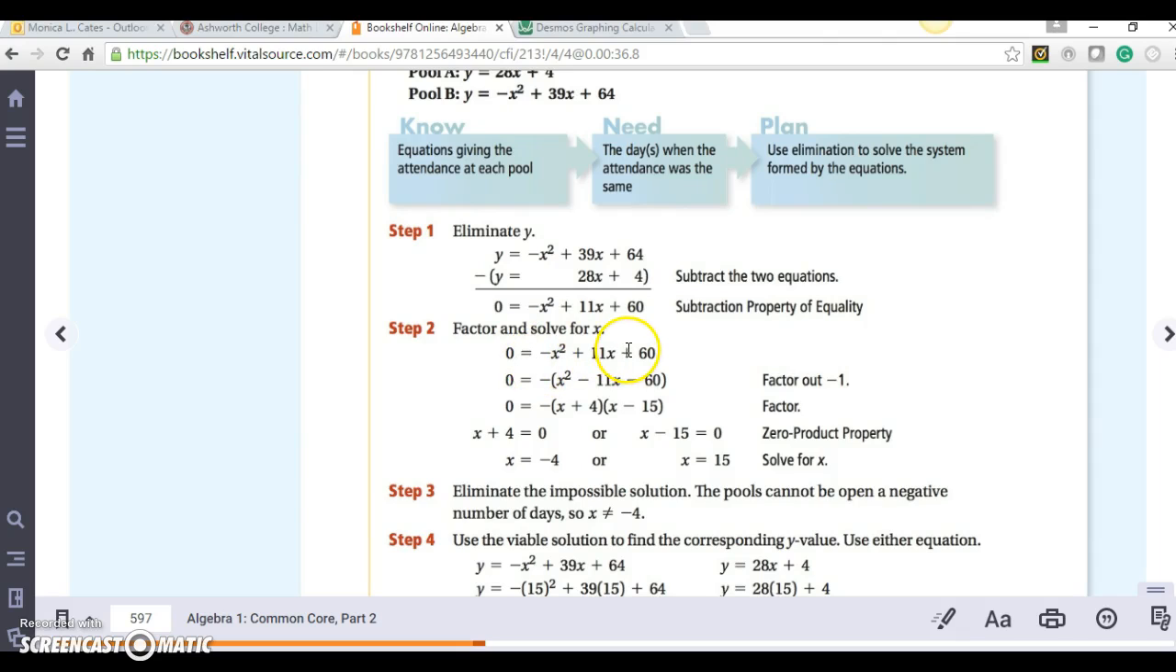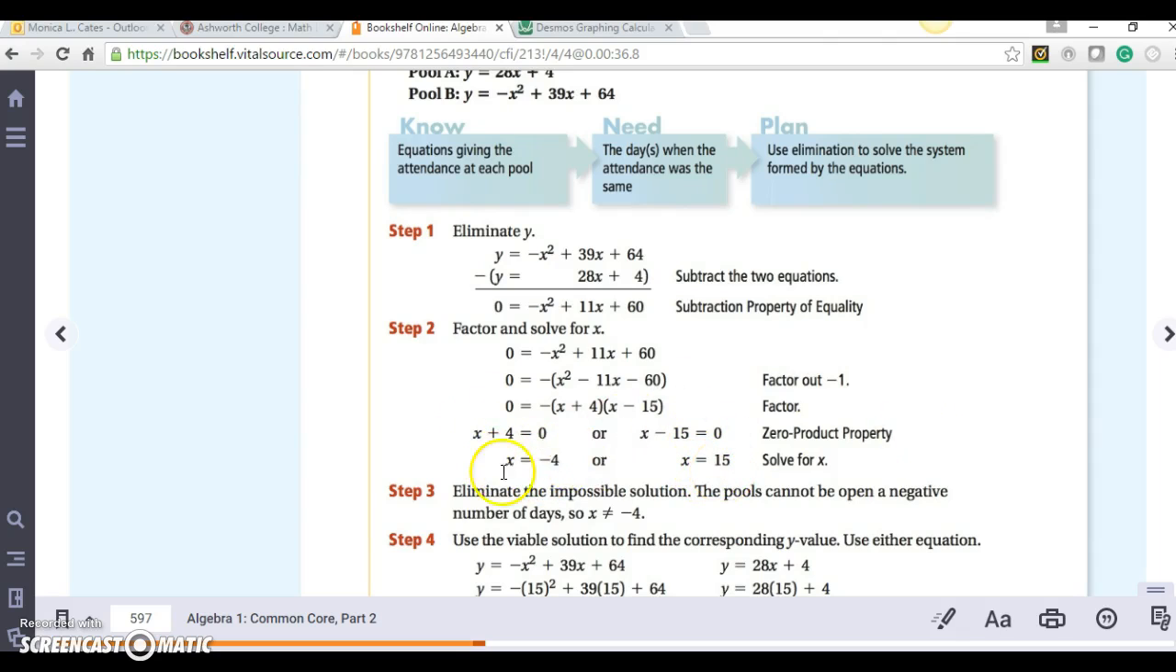The first thing that they did is factor out the negative 1. So they changed all the signs, and that's going to change to a negative 11x and a negative 60. When I look at it, the factors of 60 are 4 and 15. One has to be negative so that they can add up to a negative 11. So that's going to be positive 4 and negative 15. And so when I solve for it, I get x equals negative 4 and x equals positive 15.